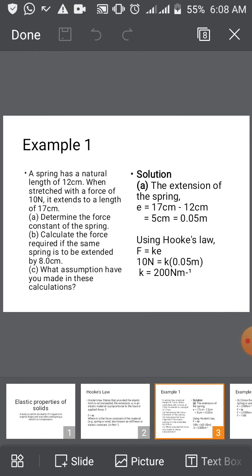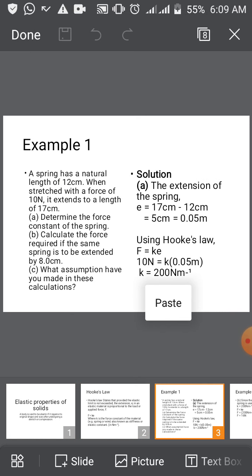Let's solve an example under Hooke's law. So let us consider this example. A spring has a natural length of 12 cm. When stretched with a force of 10 Newton, it extends to a length of 17 cm.